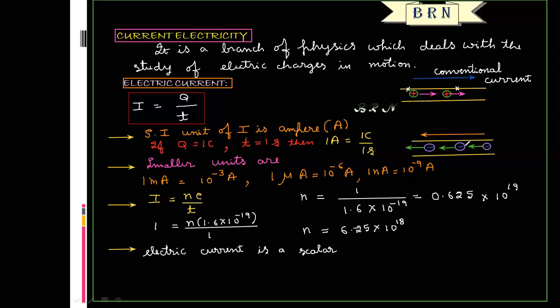The direction of flow of electrons gives the direction of electronic current. This is the direction of electronic current. What is this? Direction of electronic current. Okay, this is the direction of conventional current. This one is the direction of electronic current. The direction of electronic current is just quite opposite to the direction of conventional current.